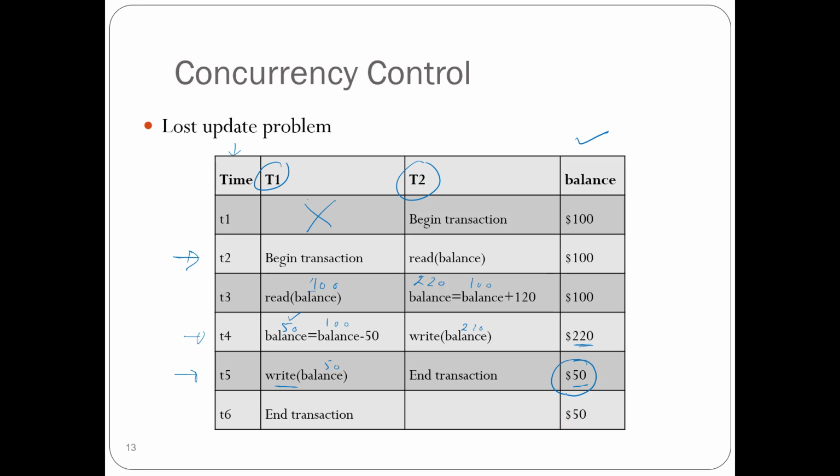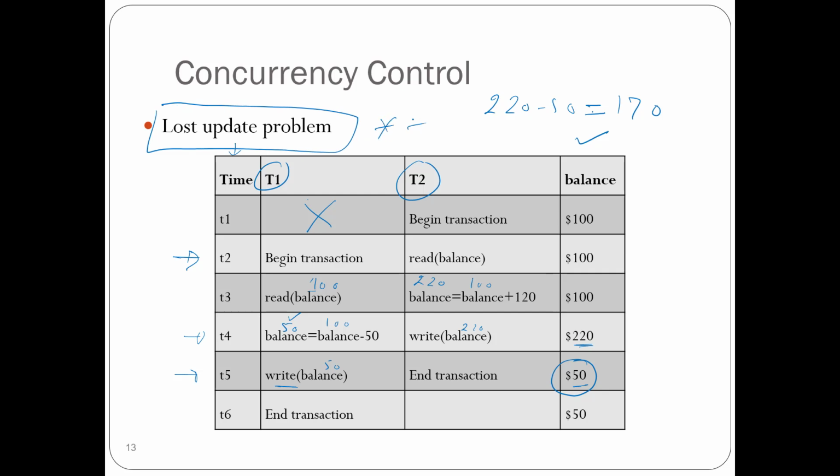So this is a problem which has happened because of the uncontrolled concurrency. Okay, we provided the concurrent execution, but it was not synchronized. So something that should have been 220 minus 50, probably 170, is 50. So it's not correct. This is a problem which is called the lost update problem.